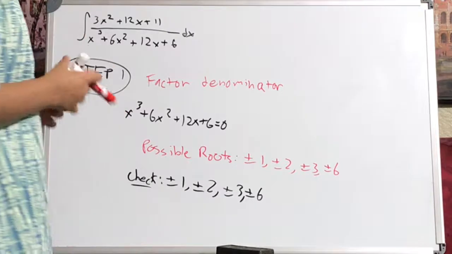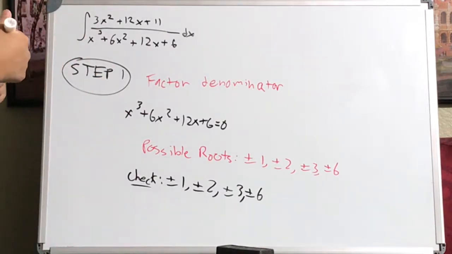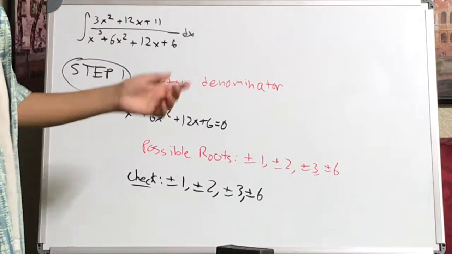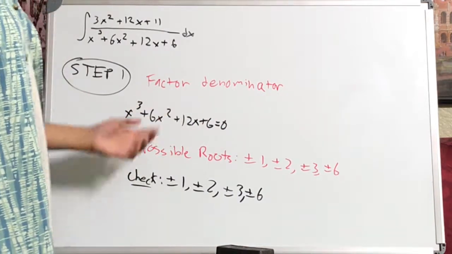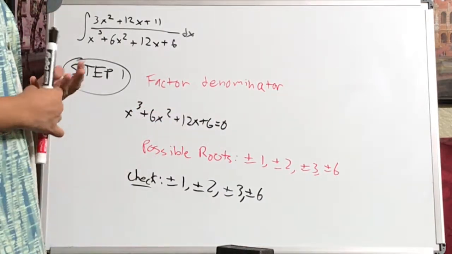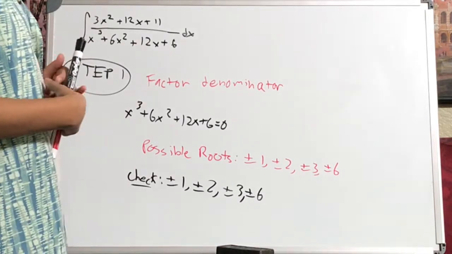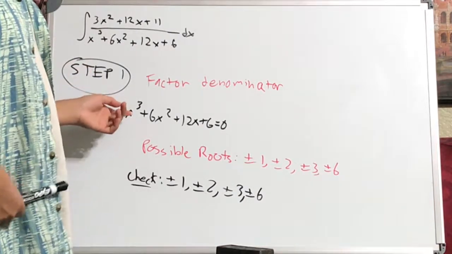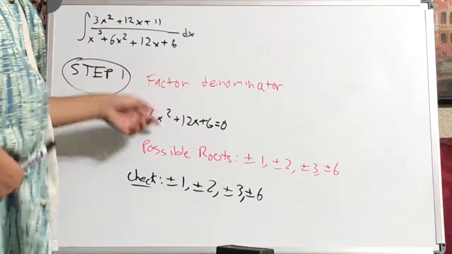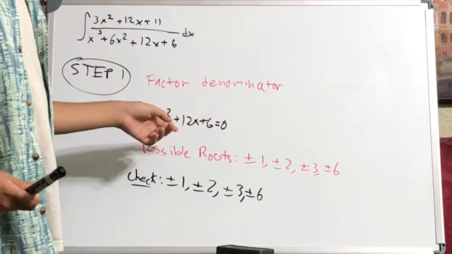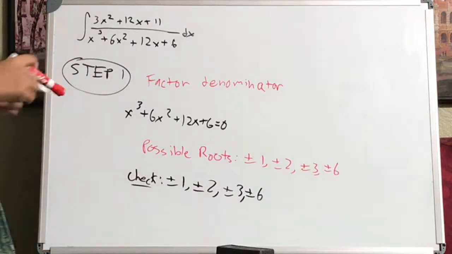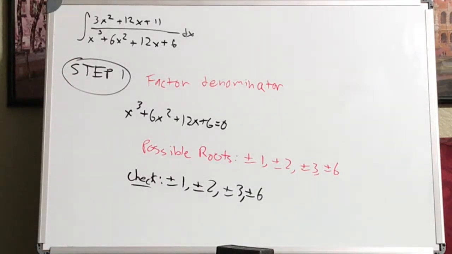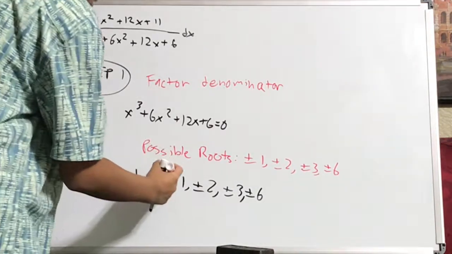Okay, so let's check them. Let's see if positive 1 works. Positive 1 does not work, since they're all pluses. There's no way a bunch of positives can be 0. Let's try negative 1. Let's see. Minus 1, 5. Okay, minus 1 works. So a possible root is minus 1.